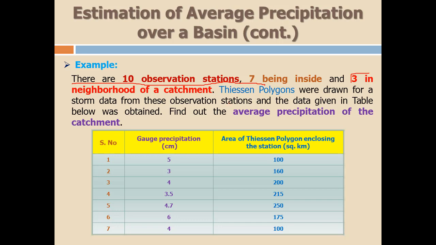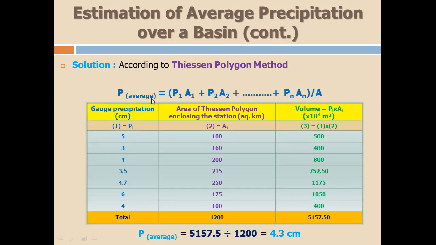So the data given here is only for the 7 stations, 1 2 3 4 5 6 7, and the gauge precipitation values again in the centimeter, and the area of Thiessen polygon around all these gauges in the square kilometer unit. So solution again the same formula expanded, but here we should expand this formula for how many stations? For 7 stations. We will write down P7 into A7 and expand this formula up to the 7.